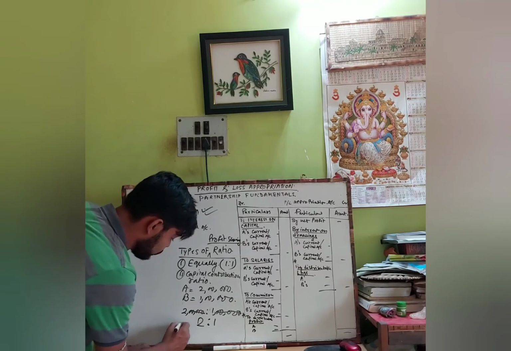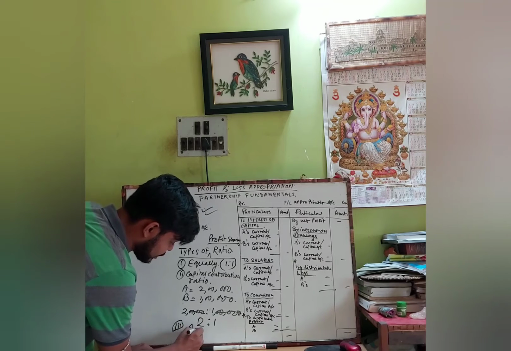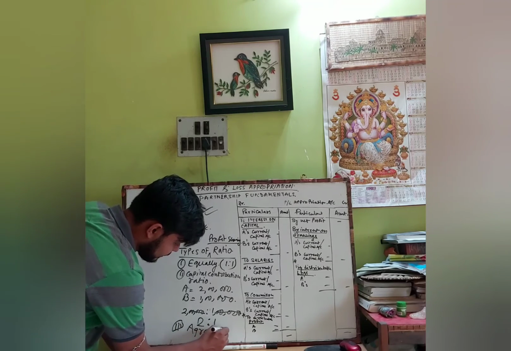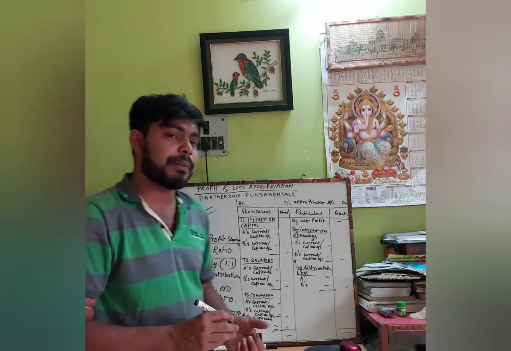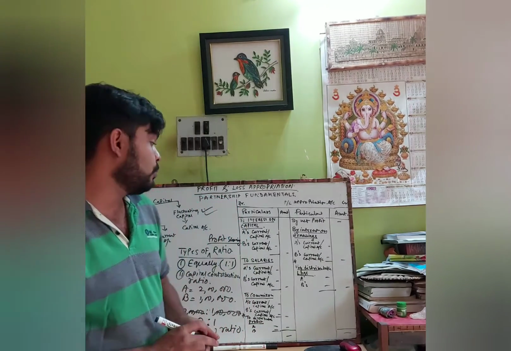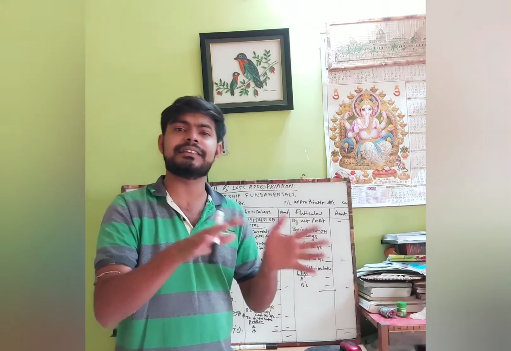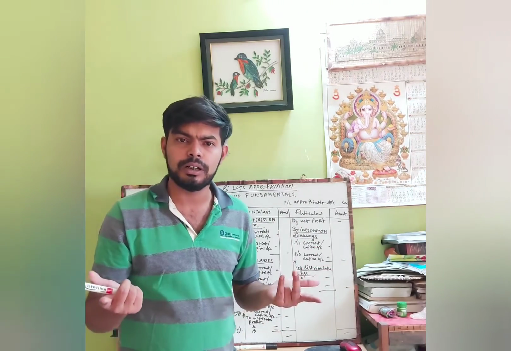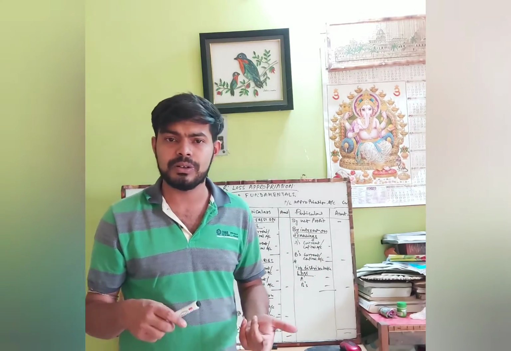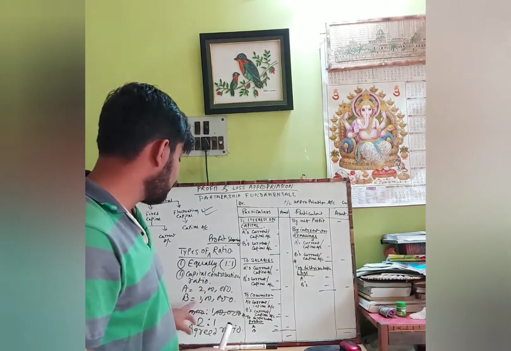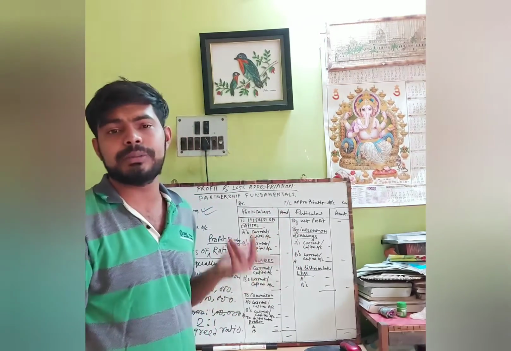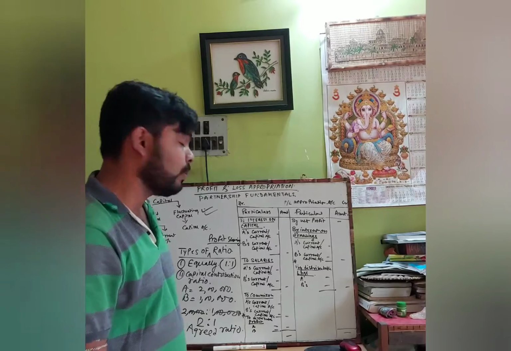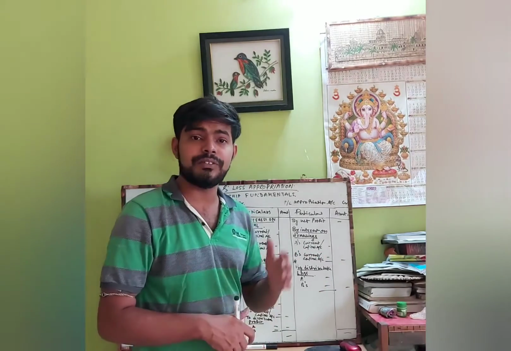And the third ratio will be the agreed ratio. What is the agreed ratio? Suppose A and B are partners and they agreed to share profit and loss in the ratio 3:2. They decided 3:2 will be the ratio, or 4:1, or 2:5. This is an agreed ratio. In the capital contribution ratio, we take the amount of capital each put in, reduce it to the lowest terms, and that will be the ratio. And the last one is equally, that is 1:1. These are the various types of ratio.